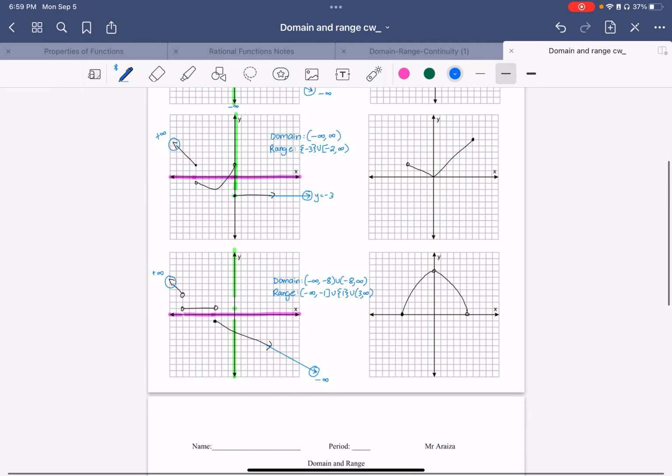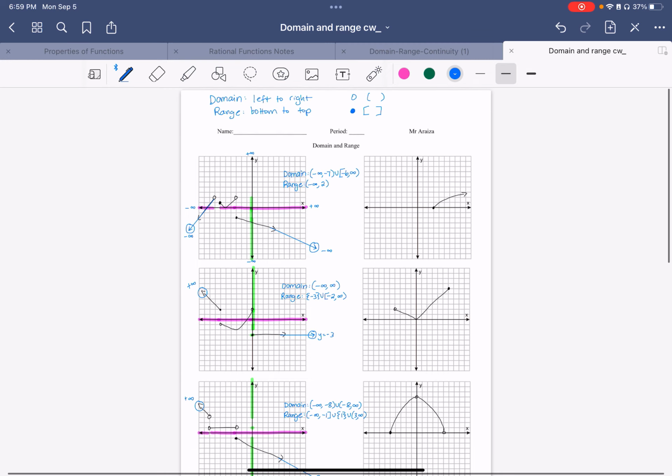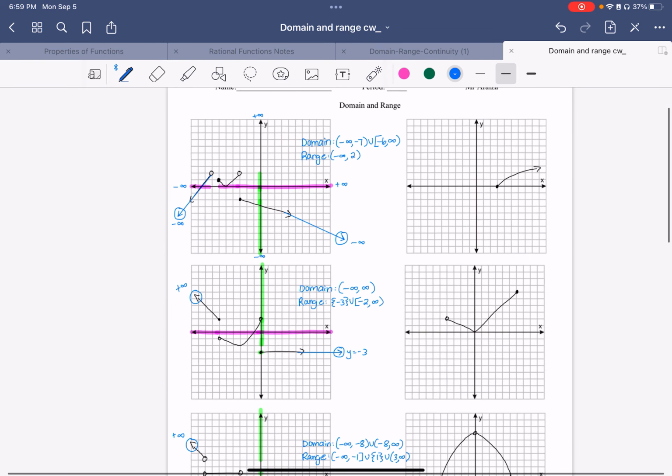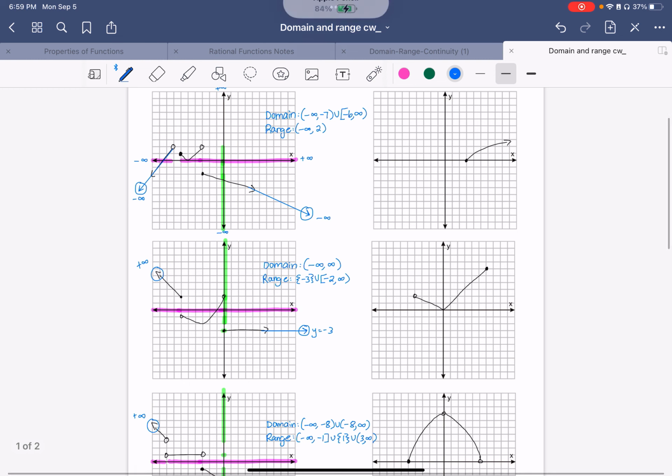So I have some more examples for you guys to practice. You have 3 there and 6 at the bottom. So you can practice this on your own. Reminder that all you need is at least one defined point for you to not have to split up your domain.